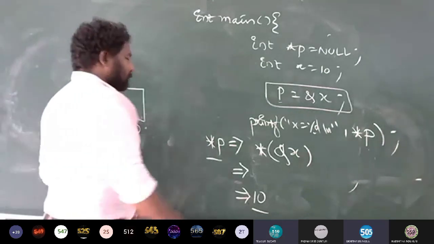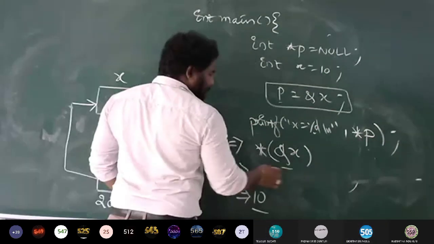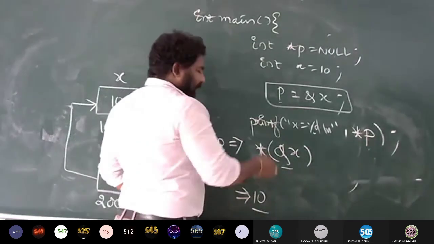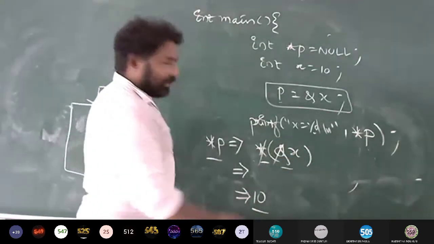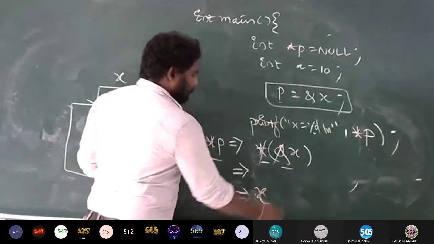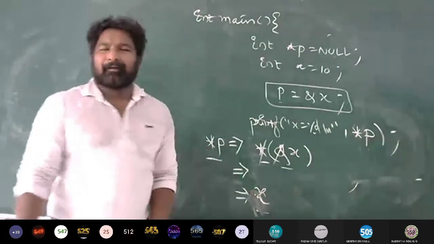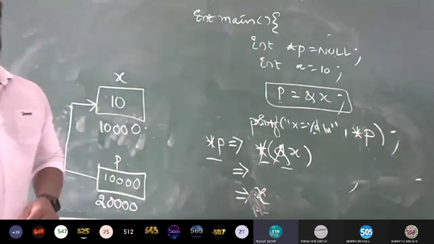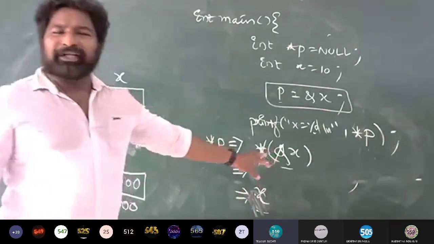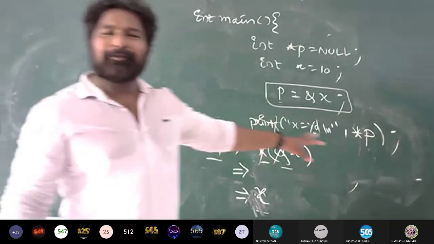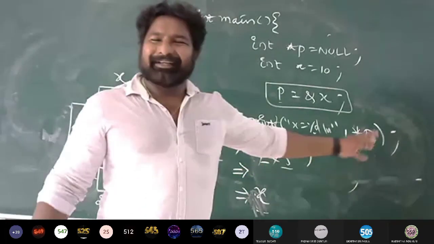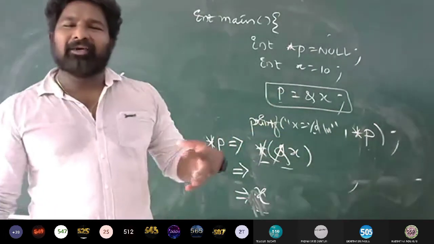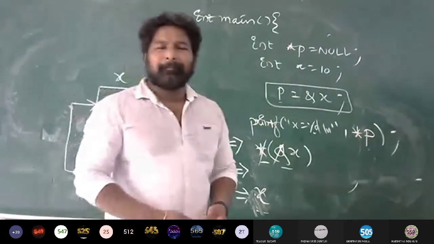In C language, ampersand and star are inverse operators. So when they come next to each other, they cancel, and the remaining value is nothing but X. X is nothing but 10, right? In this way, a pointer can access the value of the variable it is pointing to by using the operator star or asterisk, which is known as the value at operator.